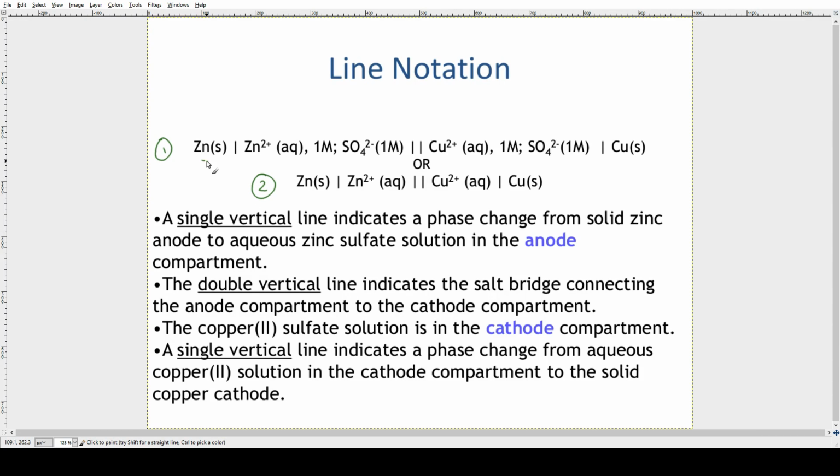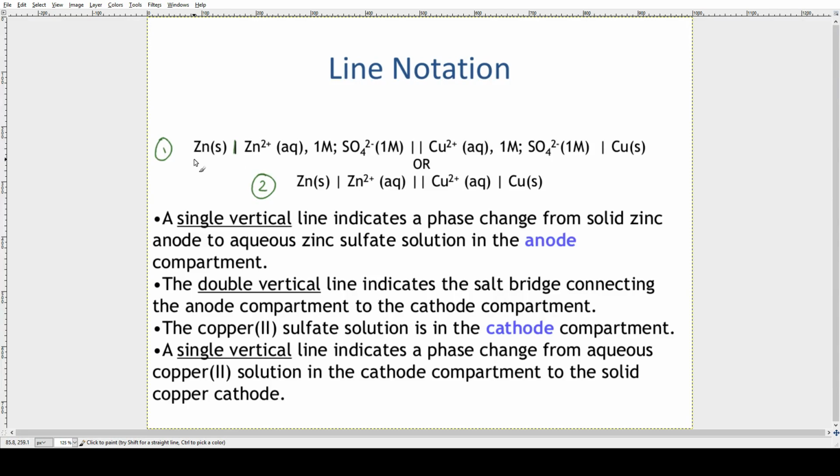So this whole line up here in situation 1, all the way down to copper solid, they all go together. I'm going to not draw that line. Okay, so here we have zinc solid and then a single vertical line, zinc 2 plus aqueous 1 molarity, sulfate 1 molarity. So a single vertical line, like this one, indicates a phase change from solid zinc anode to aqueous zinc sulfate solution in the anode compartment.